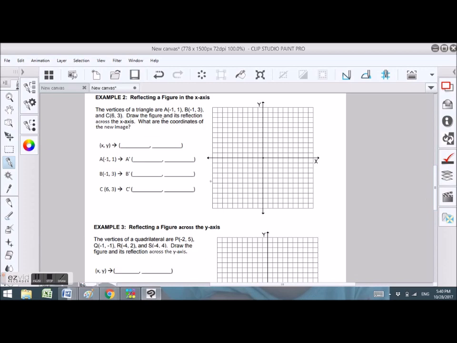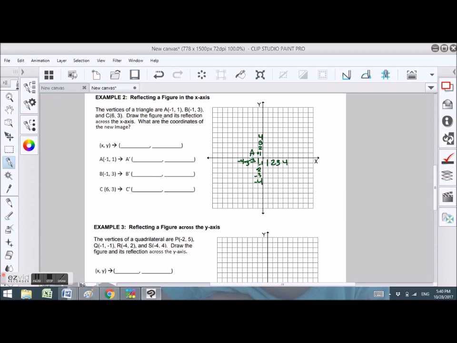It says the vertices of a triangle are A (negative 1, 1), B (negative 1, 3), and C (6, 3). Draw the figure and its reflection across the x-axis. What are the coordinates of the new image? So let's go ahead and draw our triangle first, and you will be given coordinate planes, so make sure that you label each of your axes. So this is negative 1, this is 1, 2, 3, 4, negative 2, negative 3, negative 4. Hopefully you can do it a little bit neater than me. 1, 2, 3, 4. Alright, so if we have A (negative 1, 1), this is A.